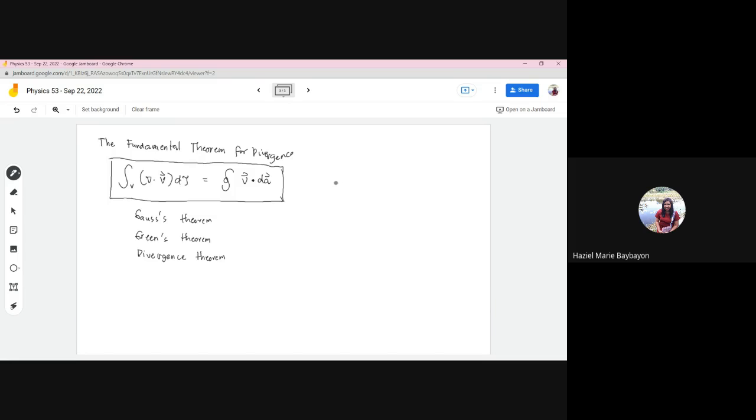Okay, so what is the meaning of this, class? From this equation, it says that the integral of the divergence over the volume is just equal to the value of the function at the boundary.